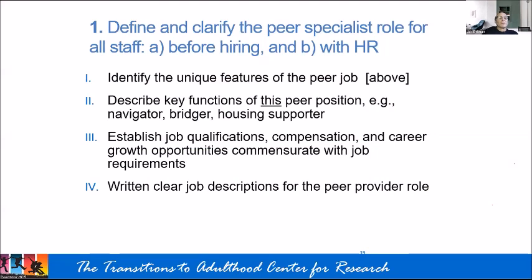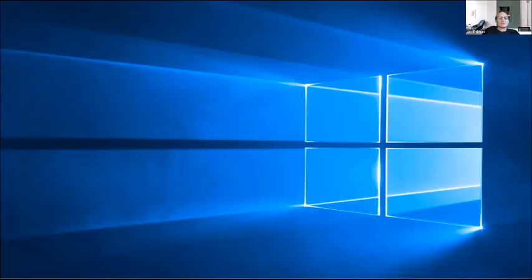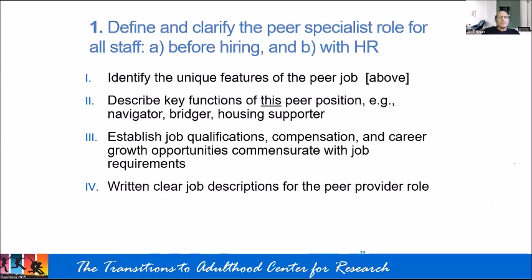Let me give an example of a job qualification. Often it is taking and passing a peer certification class. Sometimes the employer will hire someone on the condition that they'll take that class, and the employer will pay for that. So that's an example of a job qualification, in that if you take this position, you will take this training and pass this exam. Another example of a qualification is lived experience of mental health or substance abuse. Now, compensation is a big issue.